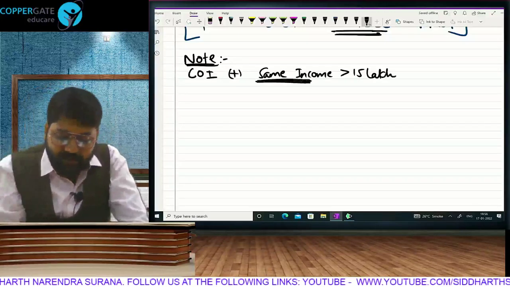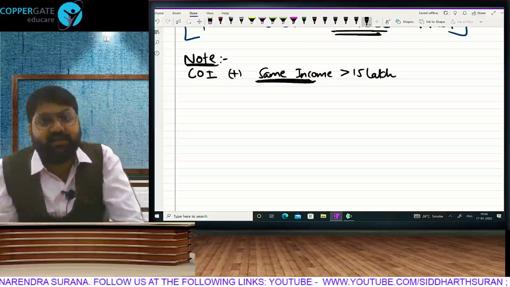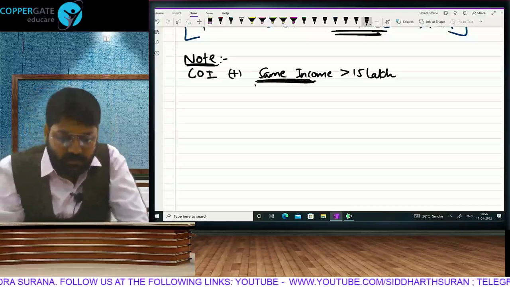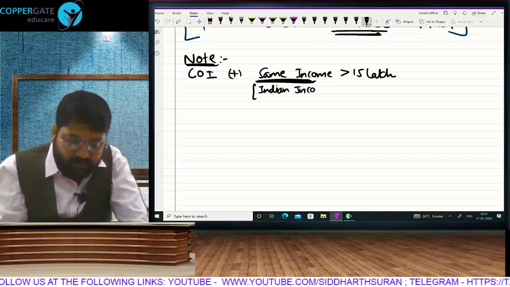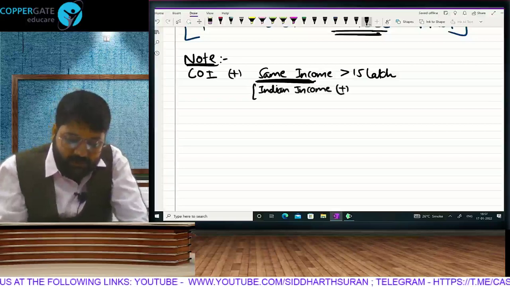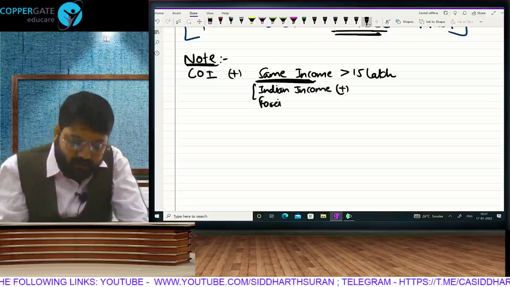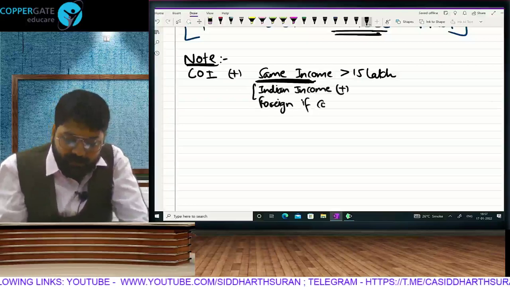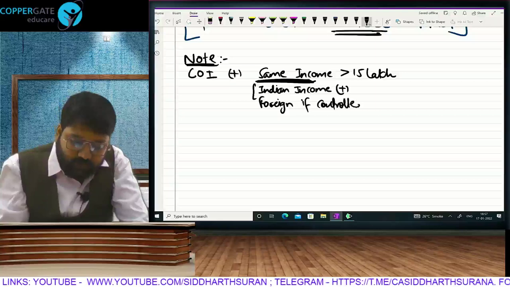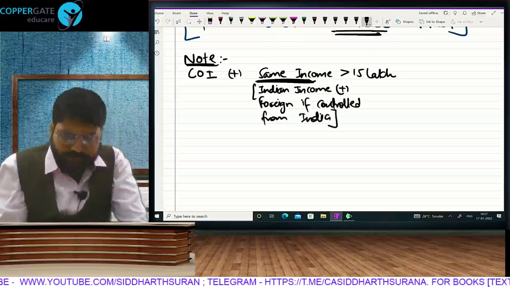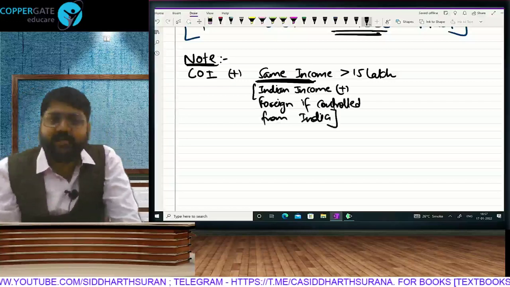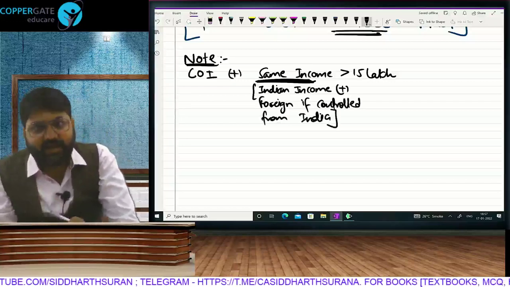Can you define for me what is this income for which we had the 120-365, 15 lakh rupees rule? Any income from Indian sources plus any income from foreign sources, but only if controlled from India. So, who are you? A citizen of India. Your income has exceeded rupees 15 lakh. We are clear which 15 lakh?